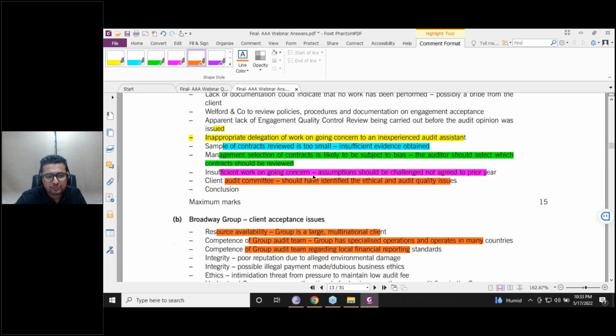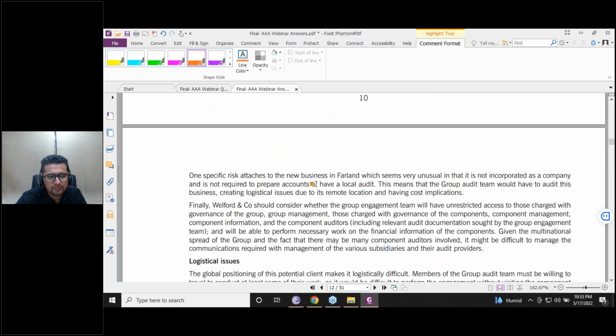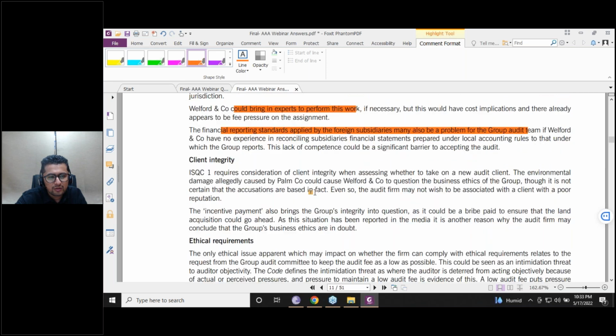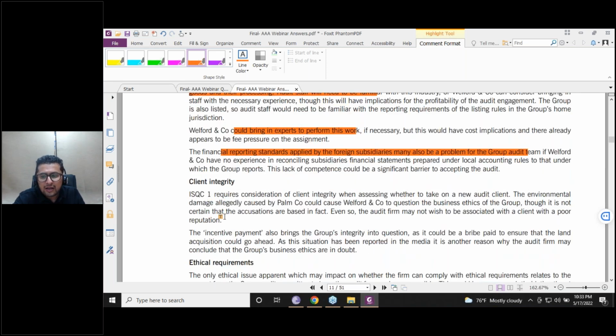Then what? Then client integrity. ISQC1 requires consideration of client integrity when assessing whether to take on a new client. Yes, we have to consider the client integrity. The environmental damage allegedly caused by the palm company is huge, and their integrity seems to be compromised. So we need to consider whether we want to be associated with a client whose integrity is not intact, or whose reputation is so bad. So the audit firm may not wish to be associated with a client with a poor reputation. So this will give you another 1 mark.